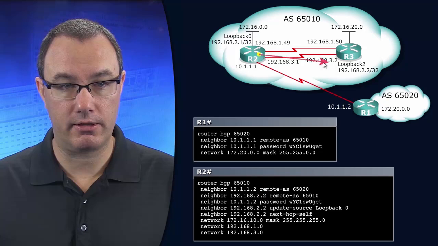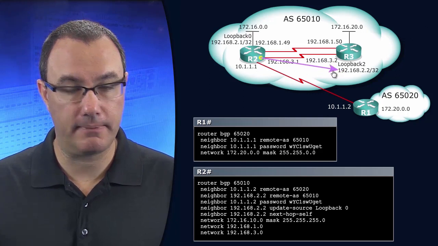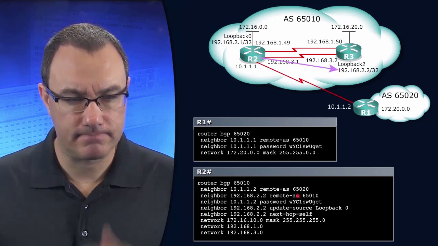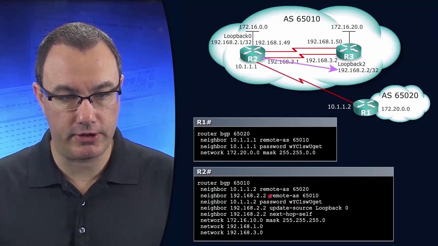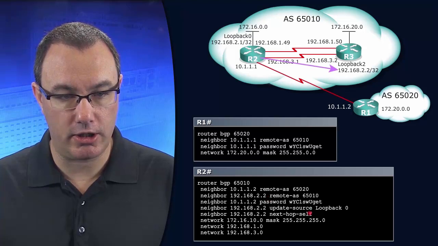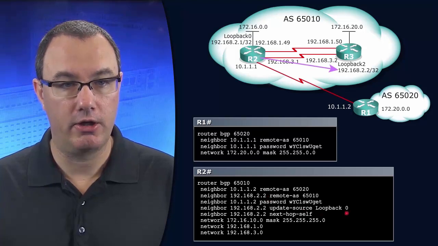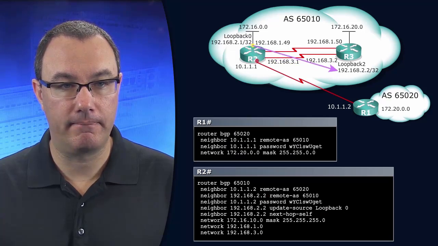Let's draw a line so we can visualize that. Get a good color so you can see it. Then, what do we see here? On 2.2, let's just focus on that neighbor, 2.2. We see update source loopback 0. Good. So now our source is going to be our loopback 0.